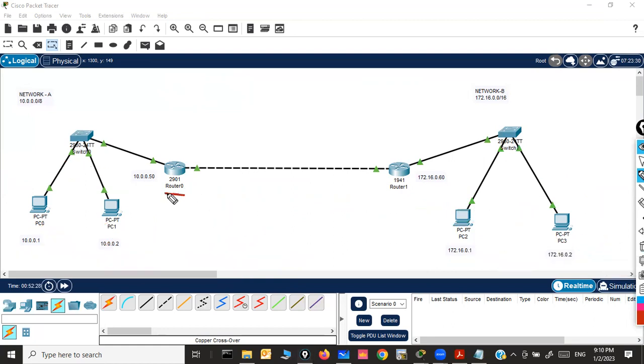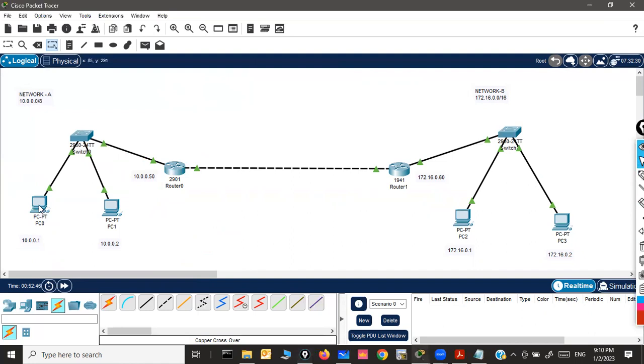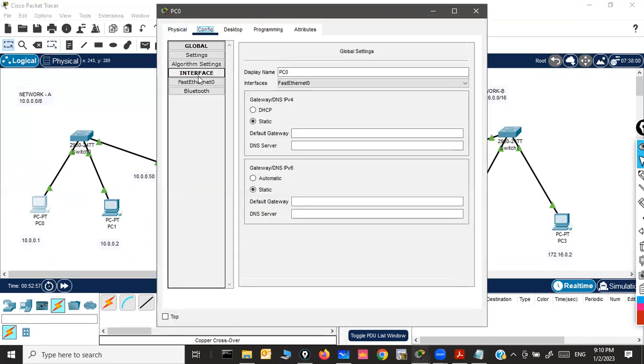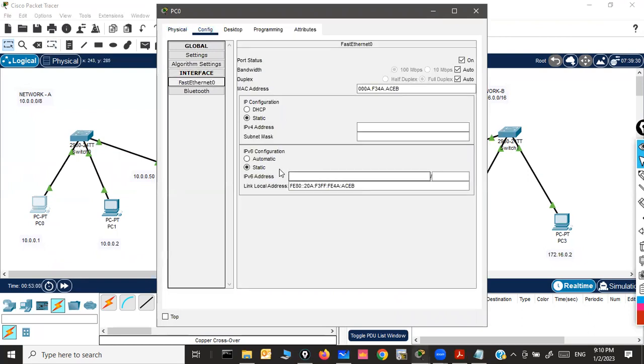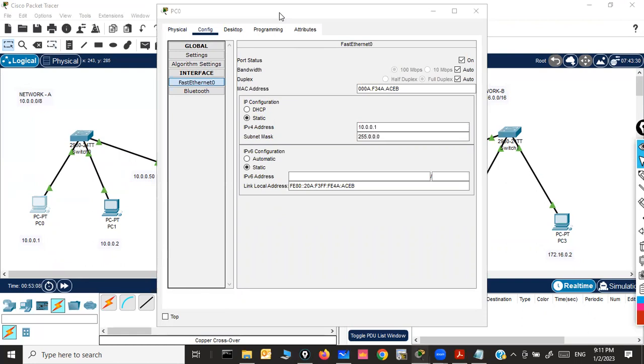Now, a gateway is required first, and they should know the gateway address or default gateway. So let's say I assign this machine the IP address 10.0.0.1. Let me assign one IP address here, the IP address 10.0.0.1 and the mask, IP address and subnet mask.